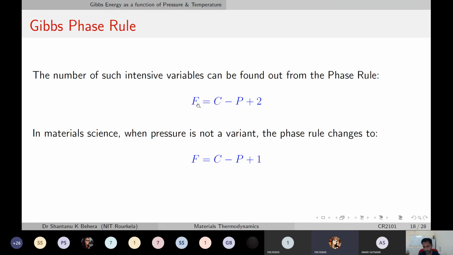This is the basic formula: F is C minus P plus 2 is the base formula. It's only a borrowed formula from there, suiting only material science needs. When pressure is not a variant, you can use this one. Okay, this is sacrosanct. This is a corollary of that.